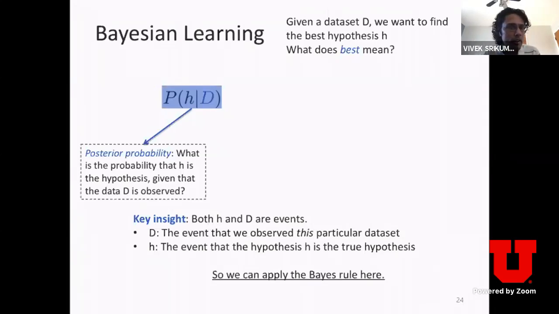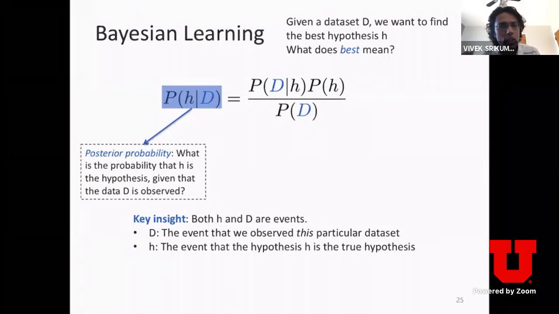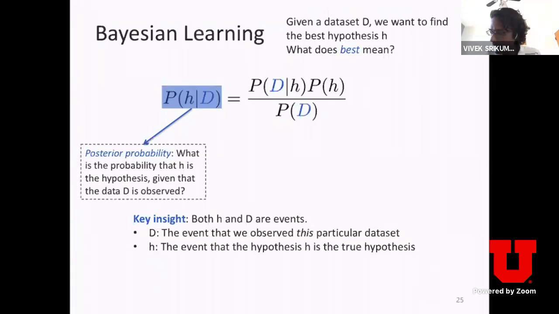Because both of these are events, I can apply Bayes' rule. I can blindly apply Bayes' rule. P of H given D is P of D given H times P of H divided by P of D. But the fun part of this is trying to interpret what this equality means.